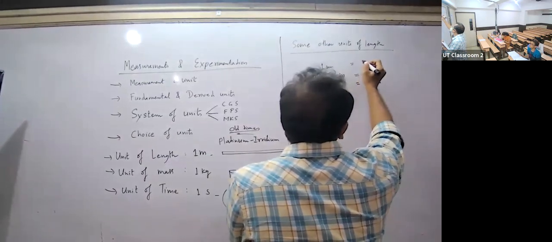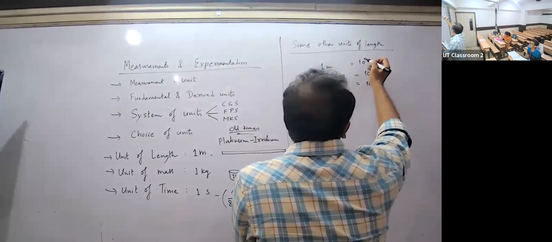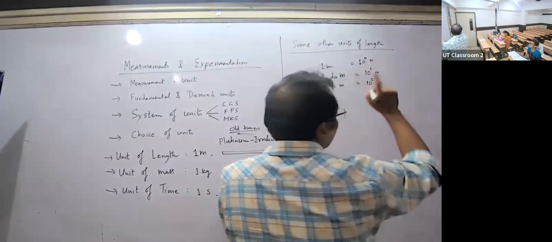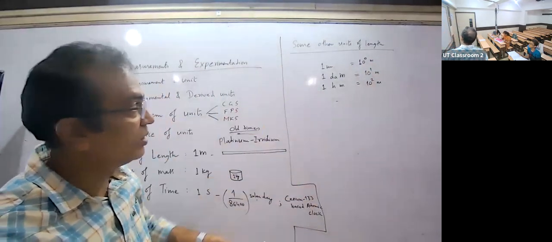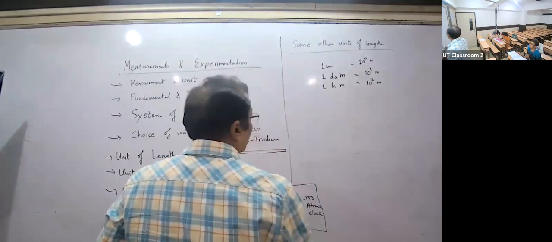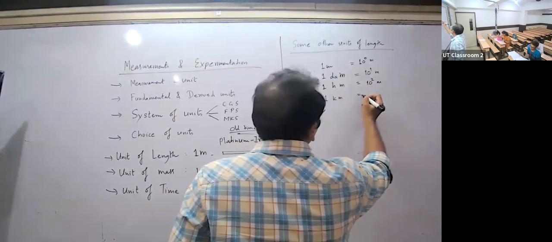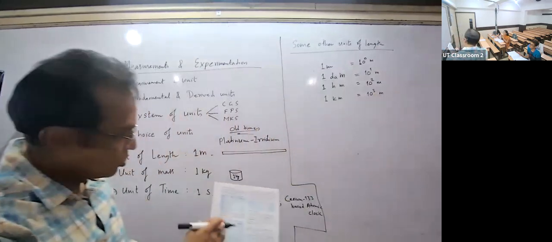And what about 1 meter? 1 meter is 10 raised to 0 meter, because any number to the power 0 is 1. This is how you get into bigger units. Then you have smaller units. One more bigger unit we take, let's say 1 kilometer. So kilo is 10 raised to 3. So on and so forth.